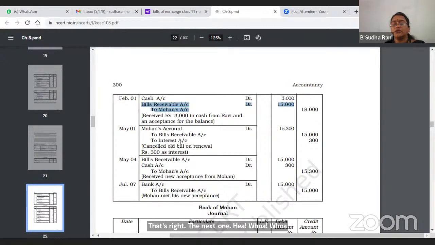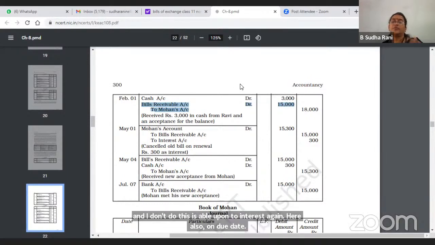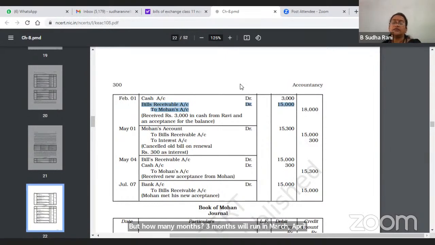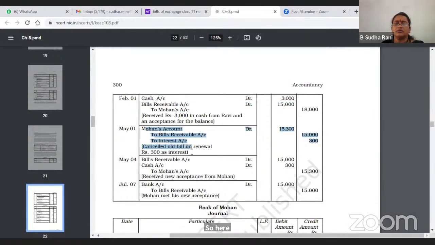bills receivable account and interest. Again, here also on the due date. For how many months? 3 months bill run. February, March, April. April, 3 months over, and then 3 grace days. April, May 3 months over, 3 grace days, May 4th. So here the bill is dishonored.